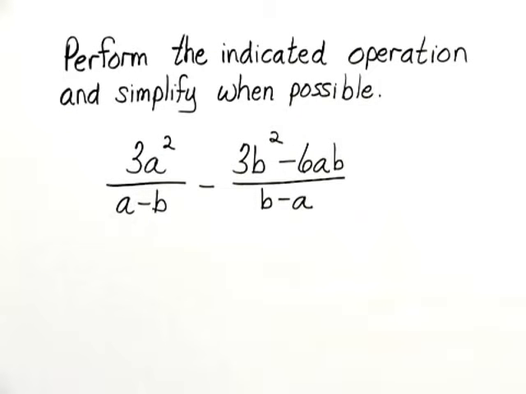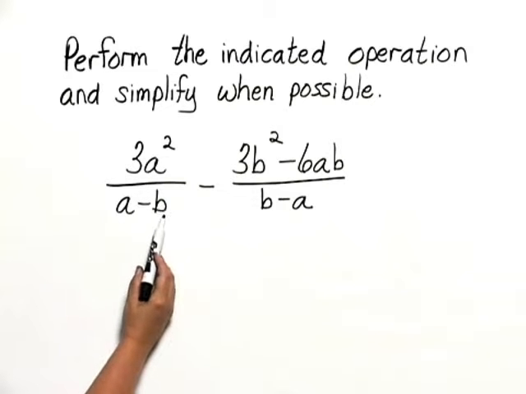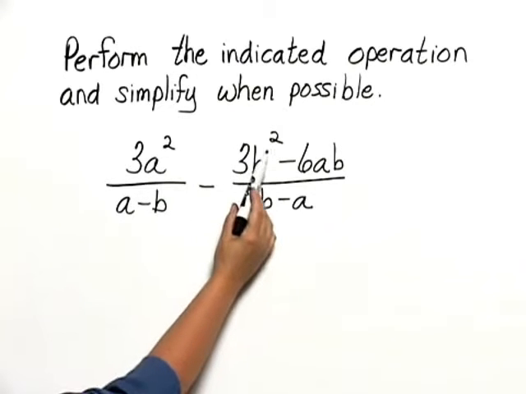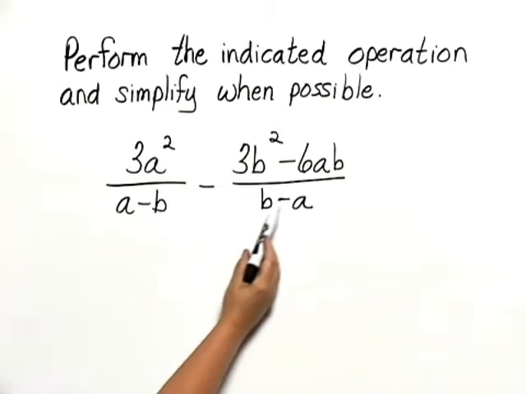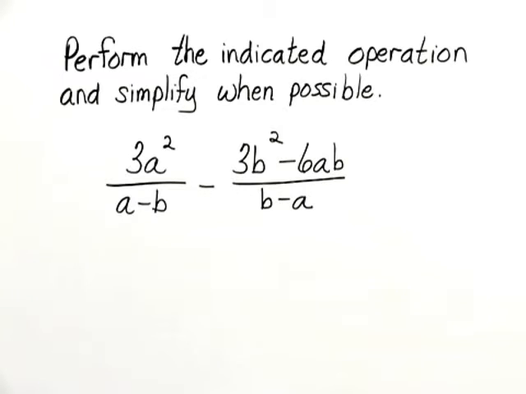Perform the indicated operation and simplify when possible. We have 3a² over a minus b, minus (3b² minus 6ab) over b minus a. We're going to subtract, so we need a common denominator.